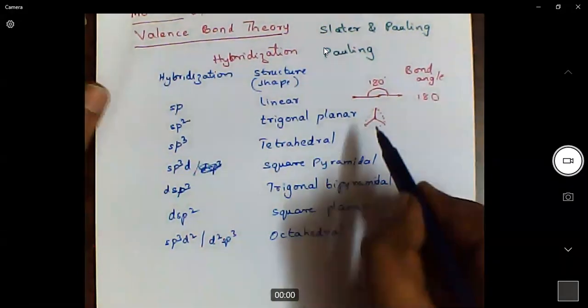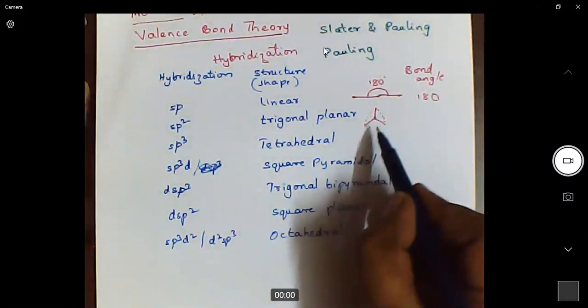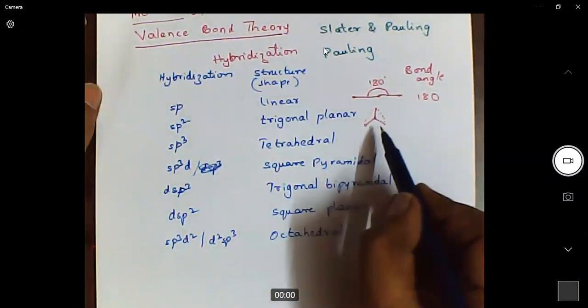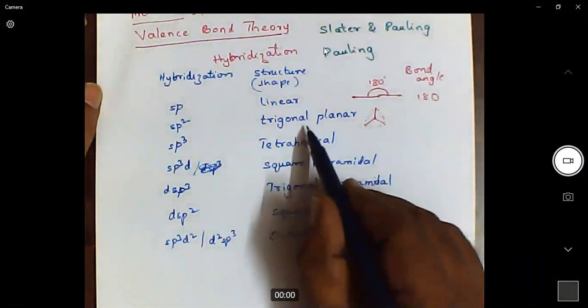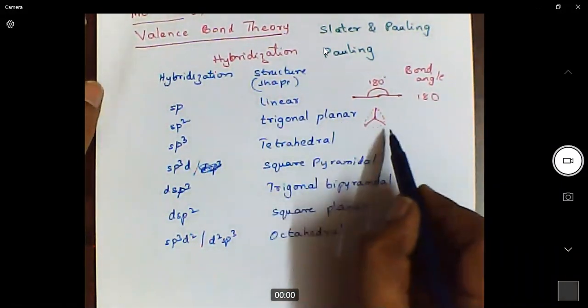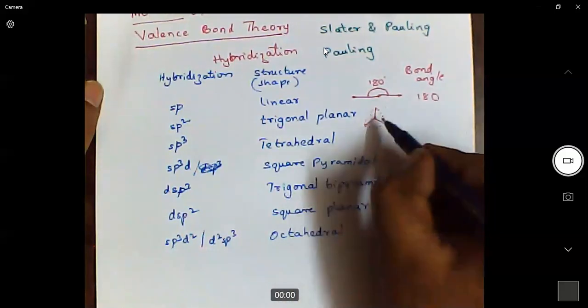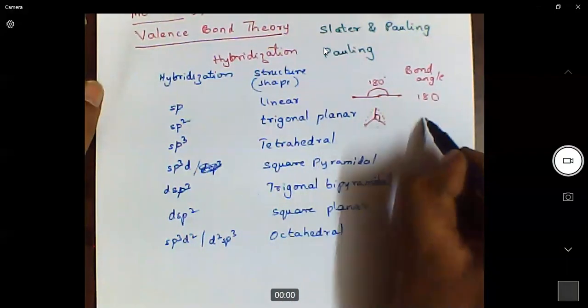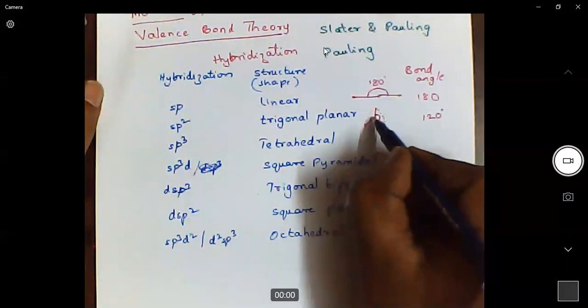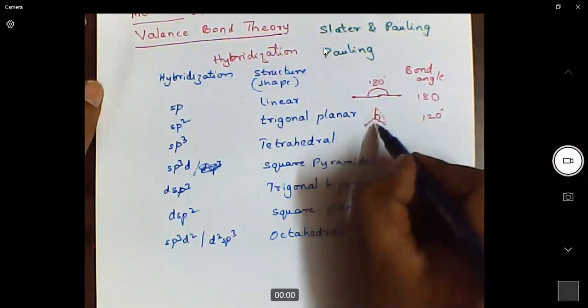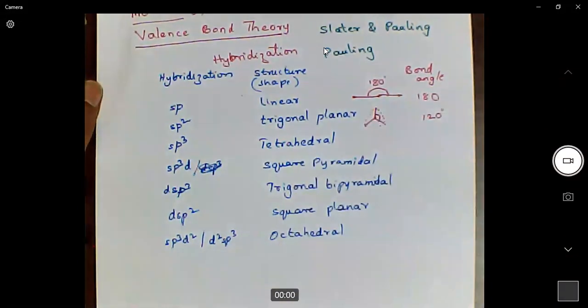Now look at the dotted lines. When you look at these dotted lines, this molecule looks like a triangle. So it is named as trigonal planar shape. Now look at this bond angle. This bond angle is 120 degrees. Overall 360. We have three partitions. So 360 by 3, it is 120.